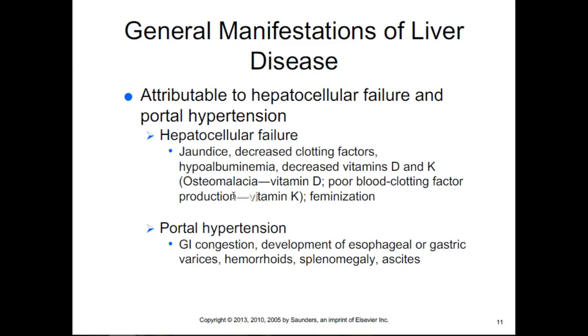Remember, anytime you see emia, you know it's in the blood, right? It's going to have decreased vitamins D and K, right? So you can lead to osteomalacia, which is low vitamin D. Right, it has poor clotting factor production, which is mediated by vitamin K. And you might have some feminization as well, since it does work with our sex hormones. And again, jaundice is a really important visual sign that there's something wrong with the liver.